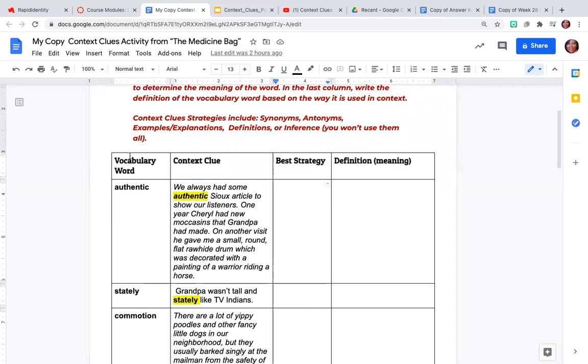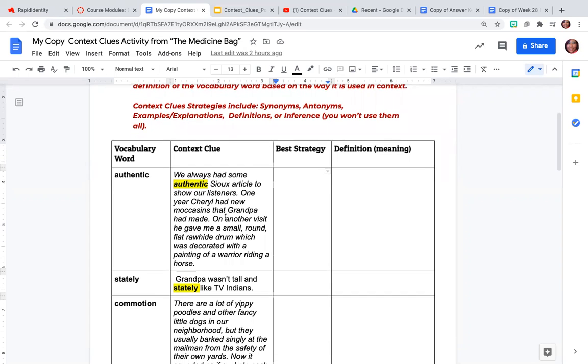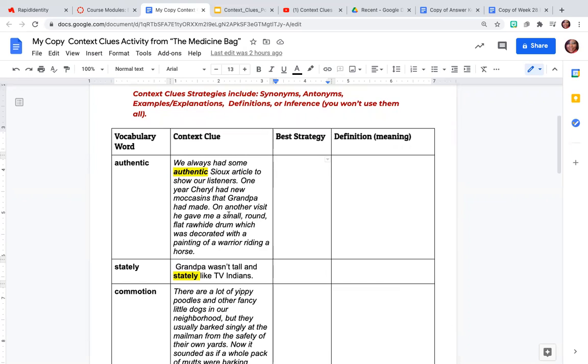So we're going to start off with the first word, authentic. Let's read about the context clues. We always had some authentic Sioux articles to show our listeners. One year, Cheryl had new moccasins that Grandpa had made. On another visit, he made me a small, round, flat, rawhide drum, which was decorated with a painting of a warrior riding a horse. So what would you think the best strategy would be? Is it an example, an explanation, a definition, or an inference?